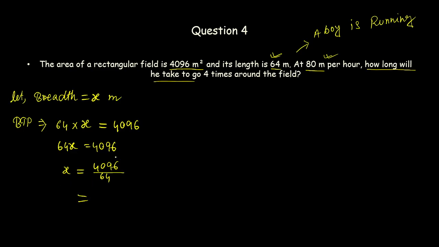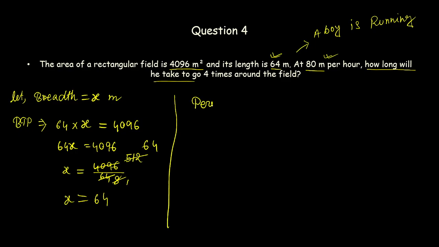So calculate with 8 first. So 8 8s are 64, 8 5s are 40, and 8 1s are 8, 8 2s are 16. So 512 by 8. Again 8 there, divide by 8. So 8 1s here, and 64. So what is the value of x? That is 64, right? Now find out the perimeter.